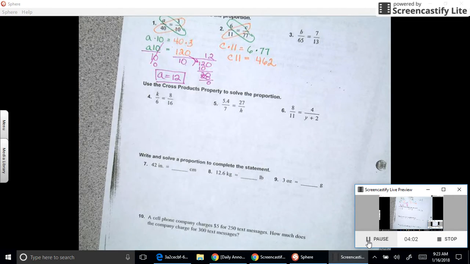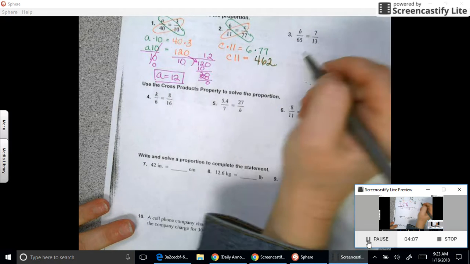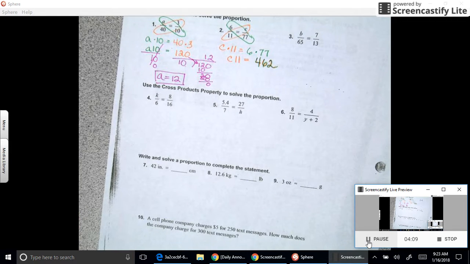Oh, I put the wrong color cap on. 462. Excellent. So now we're down to a simple one-step equation, which I'm going to solve the same way I've solved every other multiplication one-step equation. I need to separate the c from the 11. Since they're stuck together with multiplication, what process am I going to use to pull them apart to get the variable alone? What's the opposite of multiplication? Dividing.